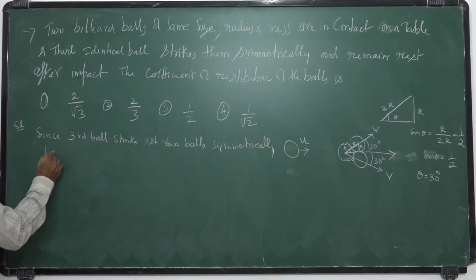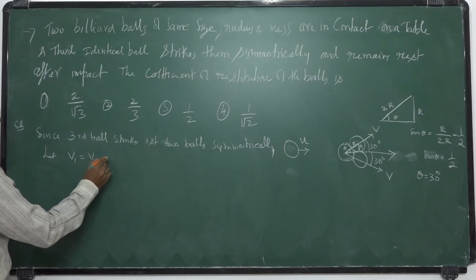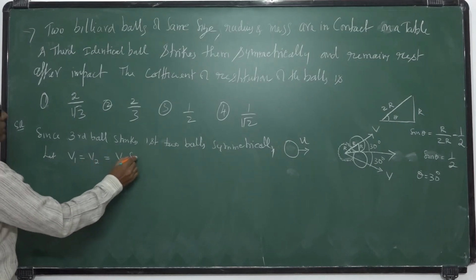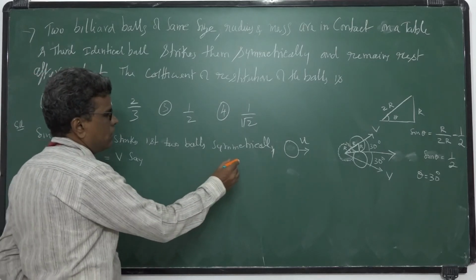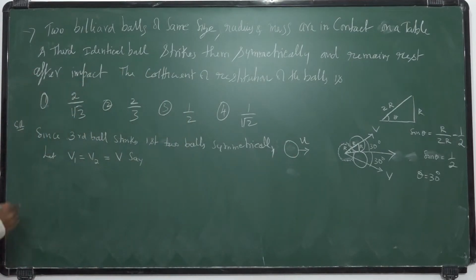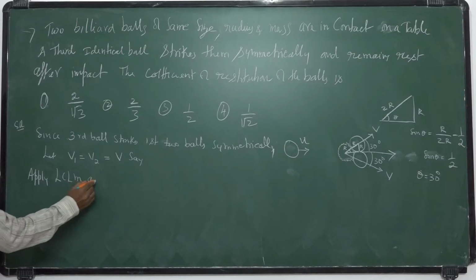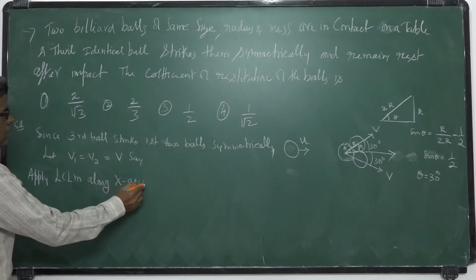So let v1 is equal to v2 after collision is equal to v, say. After collision, the first sphere comes to rest. So I am applying the momentum principle, applying linear conservation of momentum along the x-axis.